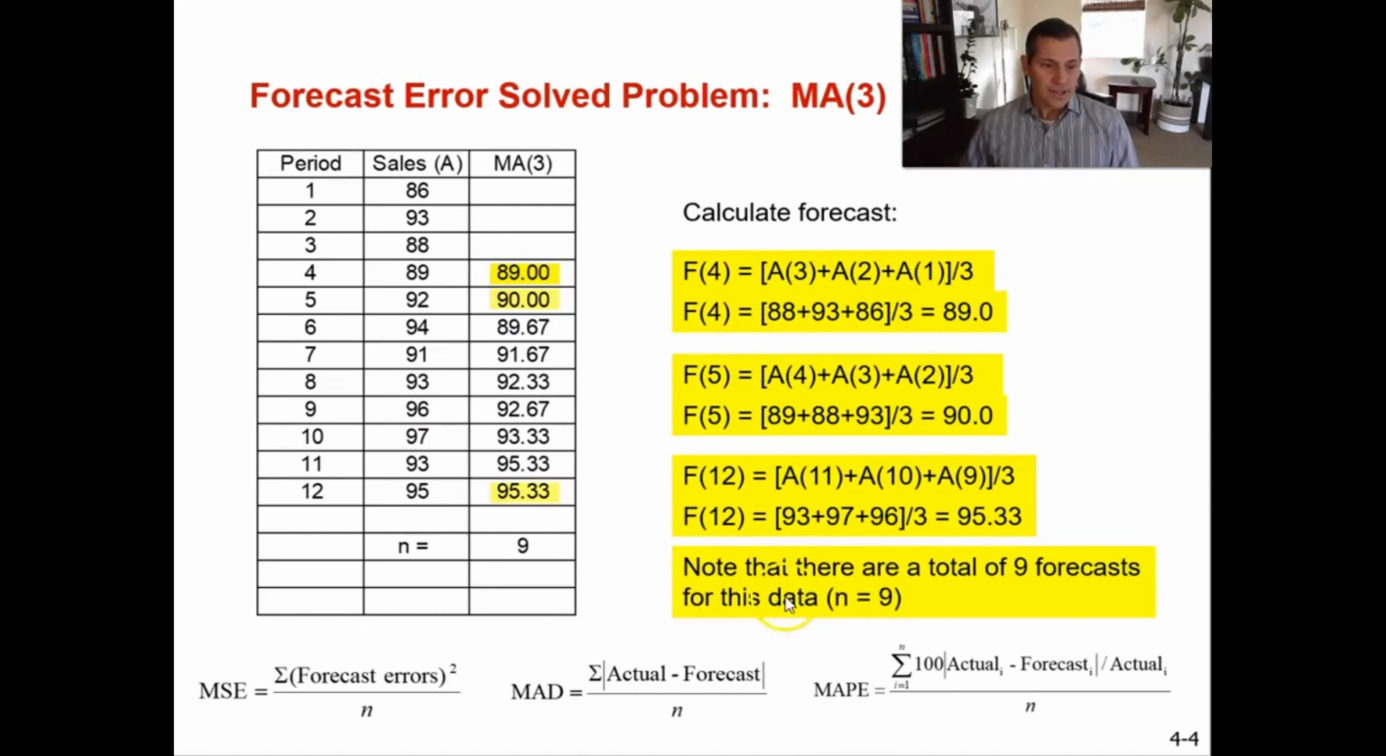So as a reminder, there are 9 forecasts for this data. So your N is 9, not 12.